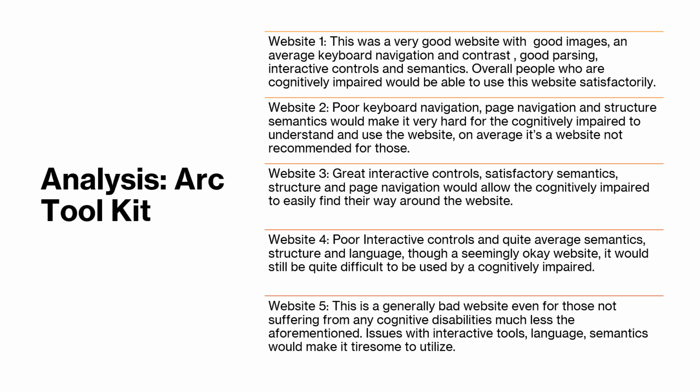For the second website, it wasn't so good. There was poor keyboard navigation, along with poor page navigation, and instruction semantics were all over. It was very hard for the average person to actually read it. So it's not something that would be recommended for even the cognitively impaired. Website 3 had great interactive controls, satisfactory semantic structures, and page navigation. Because of the interactive controls, it will allow the cognitively impaired to easily find their way around the website.